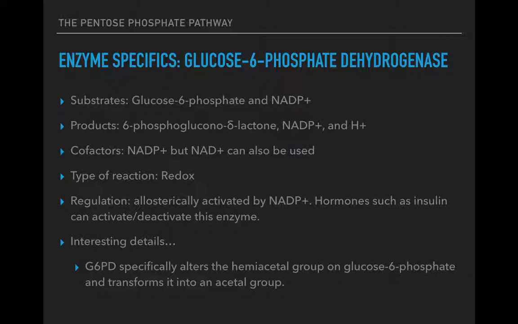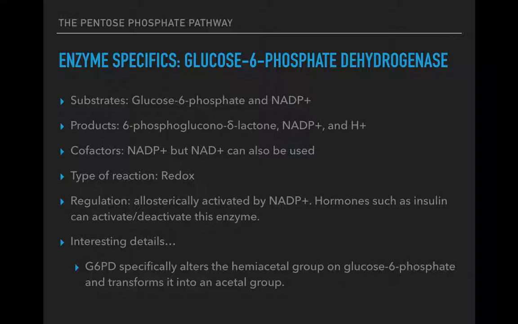The substrates for this reaction are glucose 6-phosphate and NADP+. So glucose 6-phosphate dehydrogenase is going to take these 2 molecules and form 3 products. The first of which is 6-phosphogluconolactone. The second is going to be NADPH and a hydrogen ion. The cofactor for this enzyme is going to be NADP+, but NAD+ has also been used as a cofactor. The specific type of reaction is going to be a redox reaction.